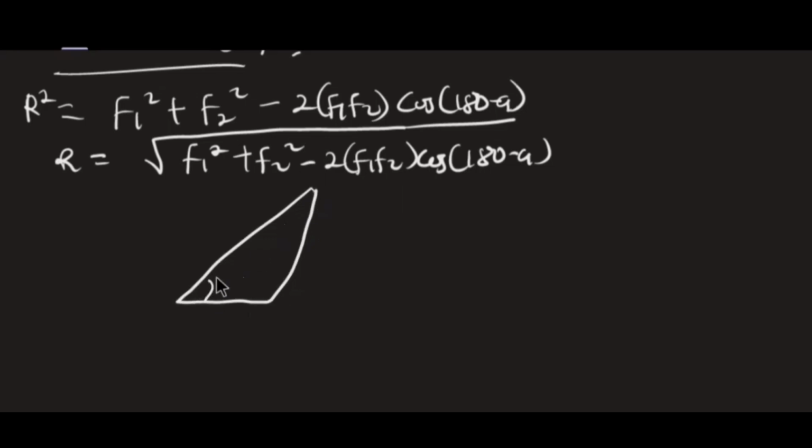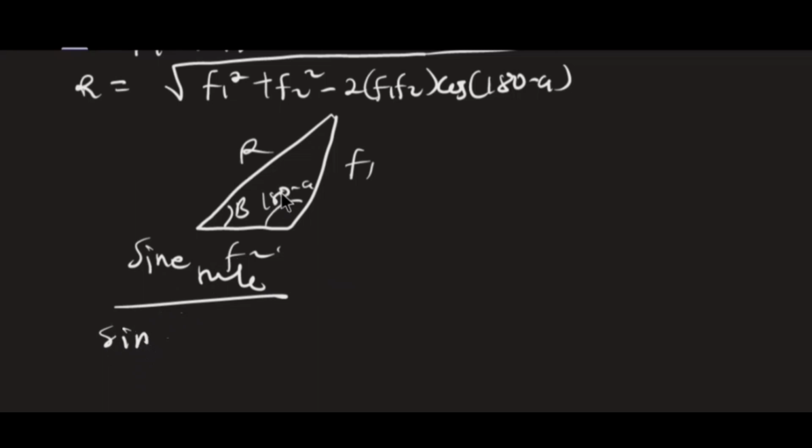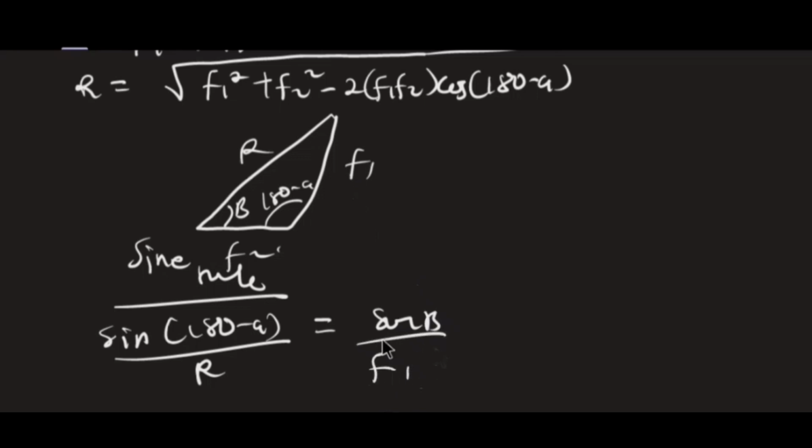Since we know here to be beta, here is 180 minus alpha, our R, F1 and F2. By sine rule, you can find the value of our beta, that is the direction. So sine of this angle over the opposite side, 180 minus alpha over the opposite side R, should be equal to sine of beta over F1. This will be known because we know the value here.